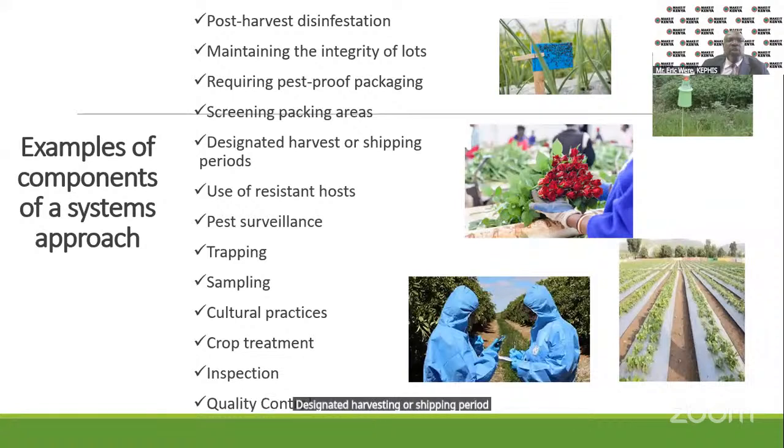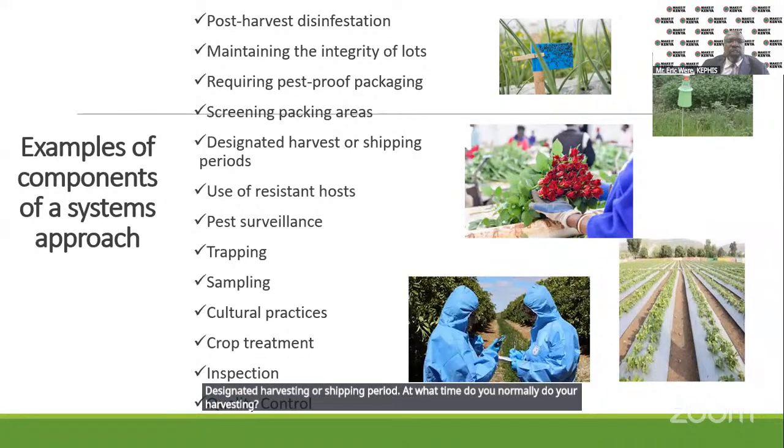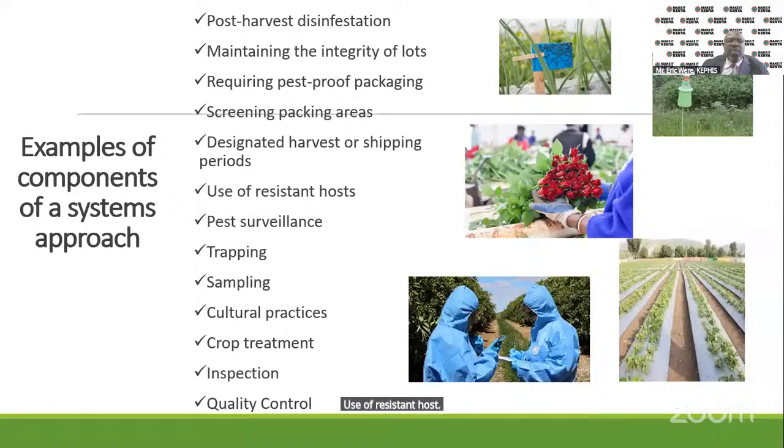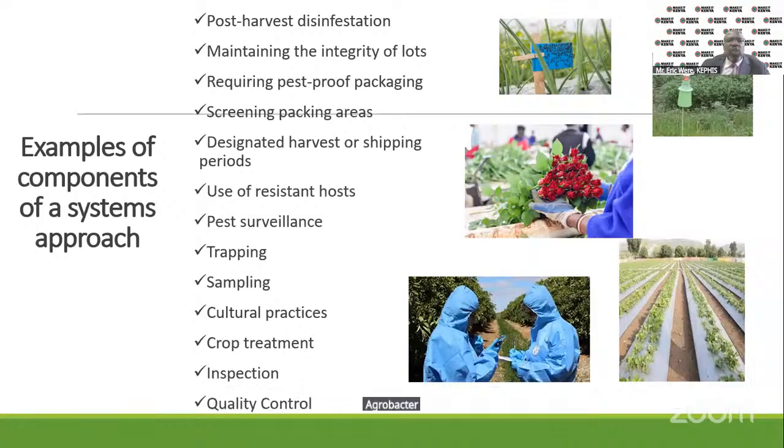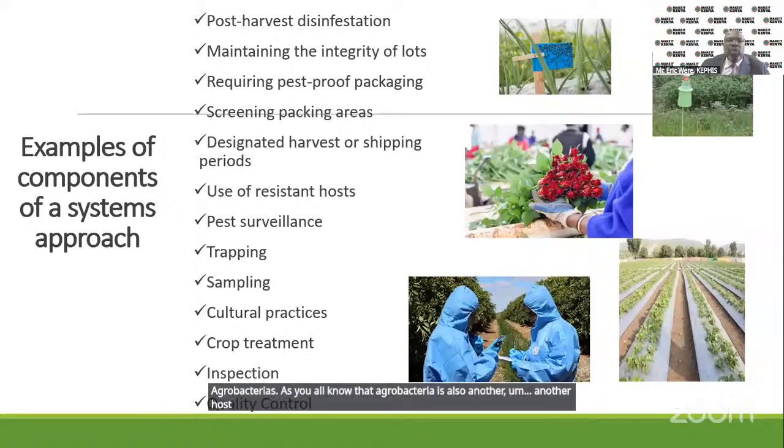At what time do you normally do your harvesting? Use of resistant host. Do you have a host that can be able to resist this particular pest? For example, here in rose cut flowers, we can talk about, do we have the varieties that are not susceptible to crown gulls, agrobacteria? As you all know that agrobacteria is also another host that can be able to hide many of these pests.